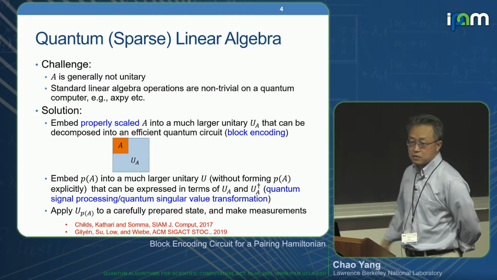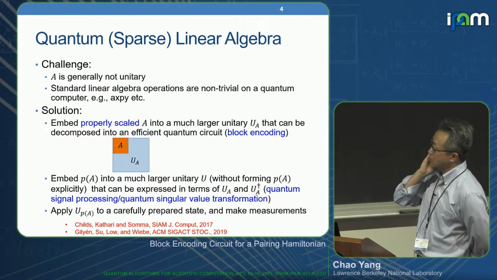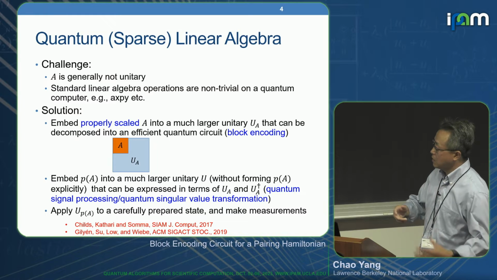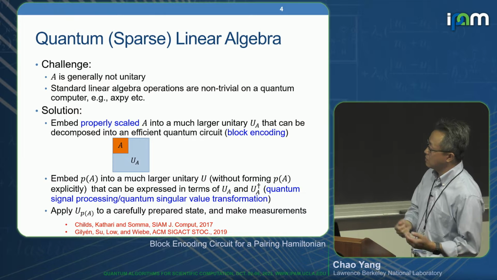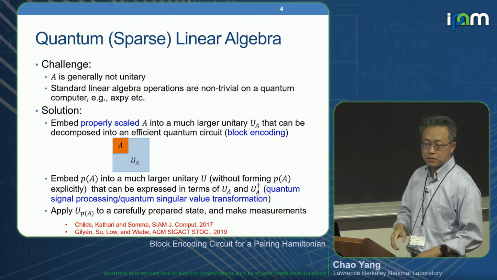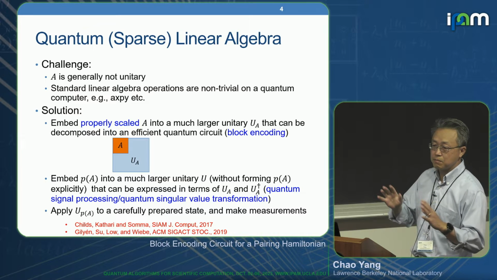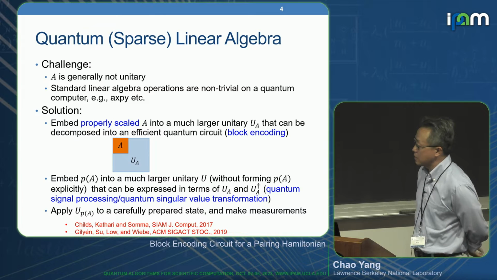So one of the solutions to overcome this difficulty is to use this block encoding idea. Sometimes people also call it unitary dilation. So you take a properly scaled sparse matrix and embed that into a unitary. For the purpose of this talk, I'm going to assume the matrix I deal with has been properly scaled, with norm less than 1 or something.